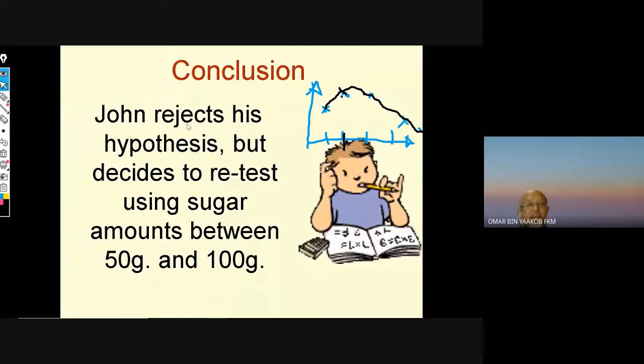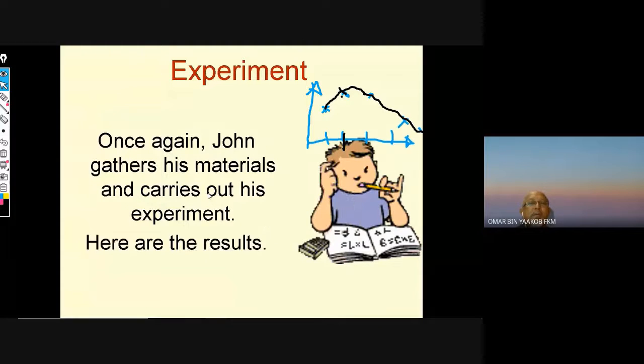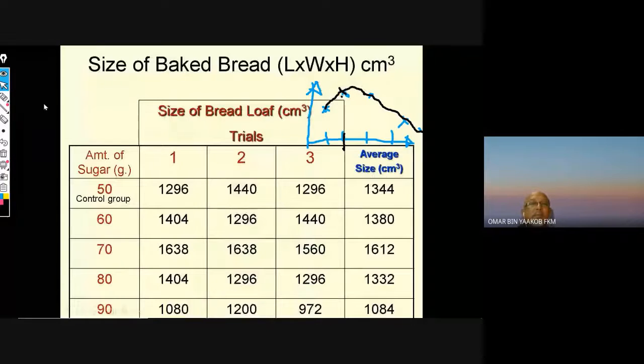The original hypothesis is rejected, but now he's got a new hypothesis that the optimum amount is between 50 grams and 100. Yeah, somewhere between this point and this point. Okay, so let's find out. So he carried out his experiment now, at 50, 60, 70, 80, 90. He got results already for 100. So he did again at 50, at 60, at 70, and 80 and so on.